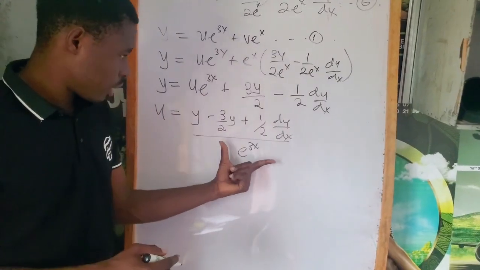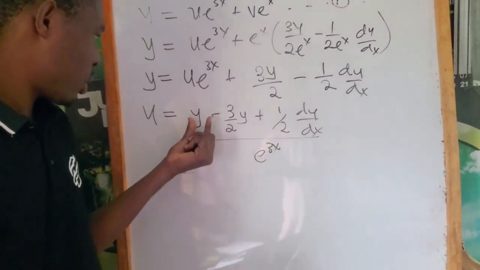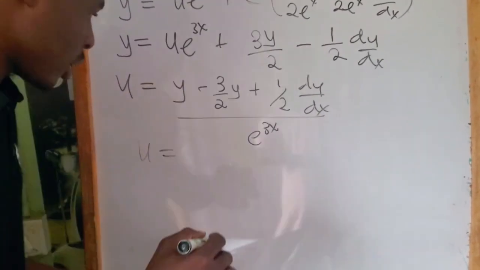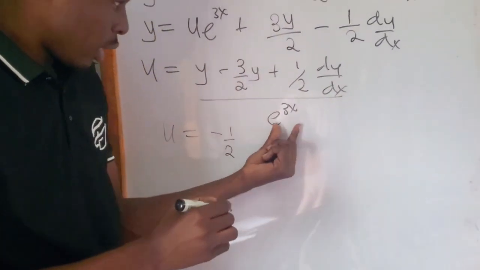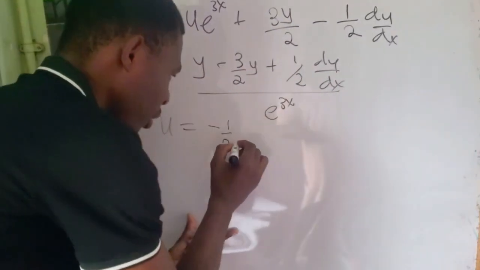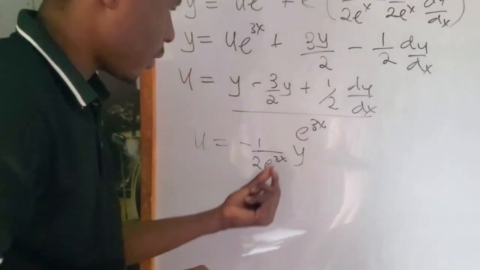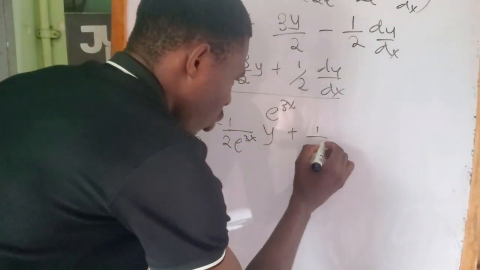So let us tidy this, let us simplify this. So we can say u is equal to, now this is 1y minus 3 over 2y. What do you get? You're going to get minus 1 all over 2. Now let us combine it with the denominator, giving us e to the 3x times y, plus what is left here, we're going to get 1 all over 2.